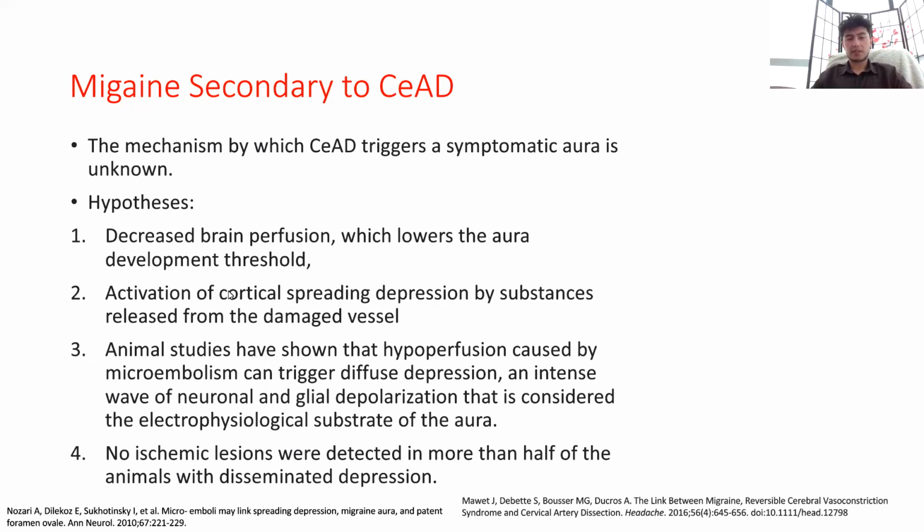You know, cortical spreading depression is the supposed cause of migraine. And animal studies have shown that hypoperfusion caused by microembolism can trigger diffuse depression, an intense wave of neuronal and glial depolarization that is considered the electrophysiological substrate of aura. No ischemic lesions were detected in more than half of the animals with disseminated depression.